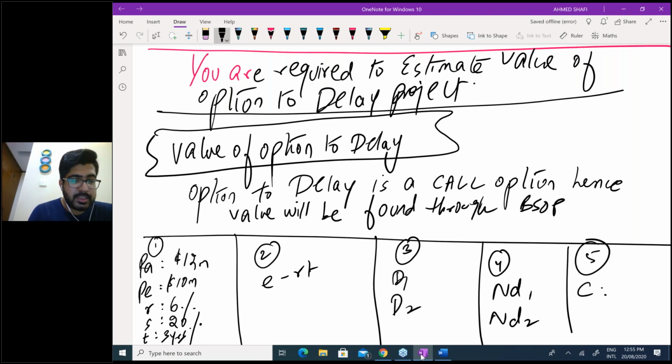If PE initial investment is 10 million and NPV is 2 million positive, the present value of returns is going to be 12 million. Then you know the E to the power minus RT, the D1, D2 formula, the N(D1), N(D2) and the call option value. This is how you deal with option to delay, expand or early exit. Whatever the option is, either it should be a call or a put. You need to find value through BSOP. 5 steps. Step 1, R, S, T would be given. PA, PE, I have told you to memorize what they are, and that's it. Okay, you can note this. If you have any questions, please ask.